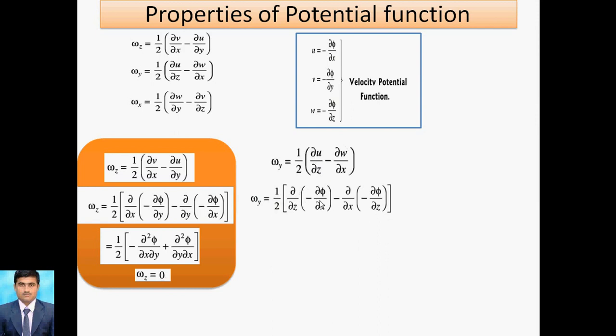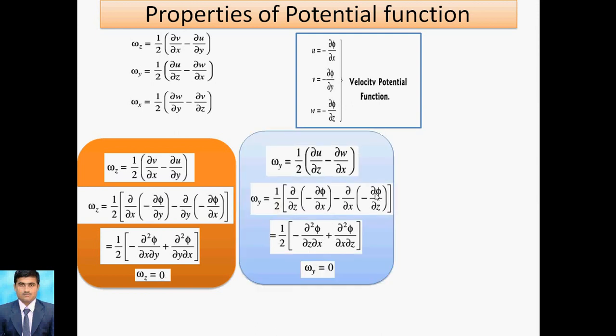If you put this value, u is minus ∂φ/∂x, and w is minus ∂φ/∂z. After that solution, we'll get the value of ωy equal to 0, because one is minus and the other is plus. That means the value is 0. That means ωy equal to 0.